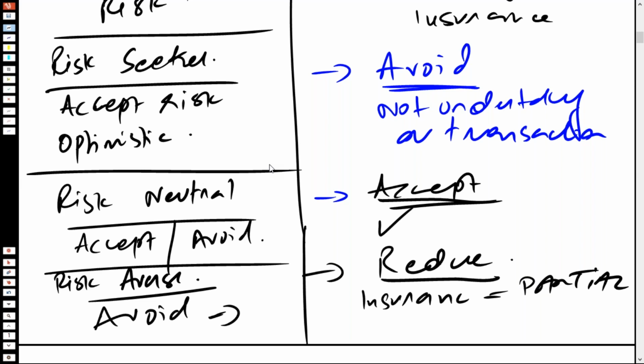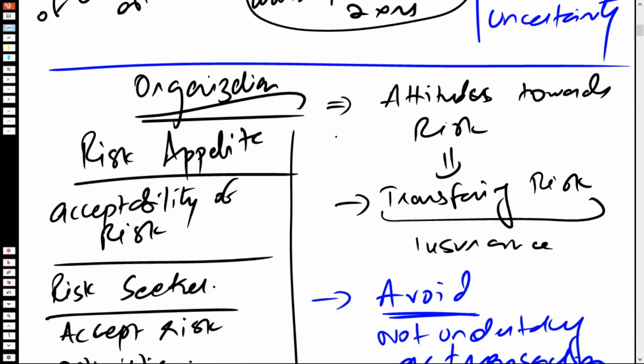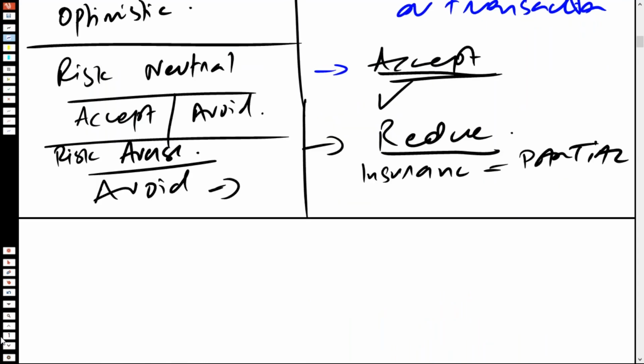Yes, thank you. It's the TARA framework. What you could remember with respect to the attitudes towards the risk is the TARA framework, which is transfer, accept, reduce, and avoid. Now, let's move a bit forward and discuss further.